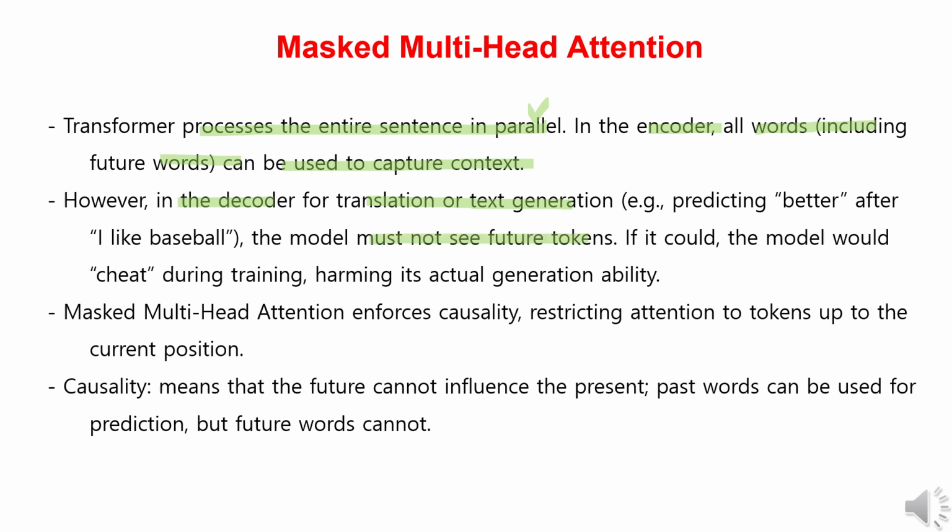For example, when predicting the word "better" after "I like baseball," the model must not have access to that future word in advance. If the model were allowed to see the correct answer beforehand, it would effectively be cheating during training. To prevent this, the decoder uses masked multi-head self-attention. This mechanism enforces causality, restricting each token to attend only to itself and to past tokens. In other words, past words can be used for prediction, but future words cannot.